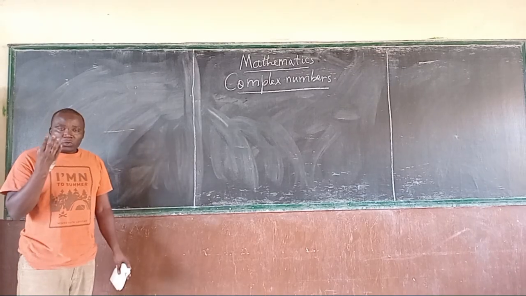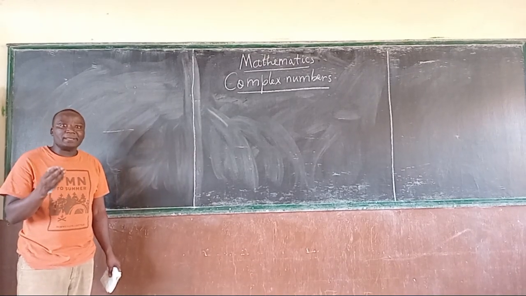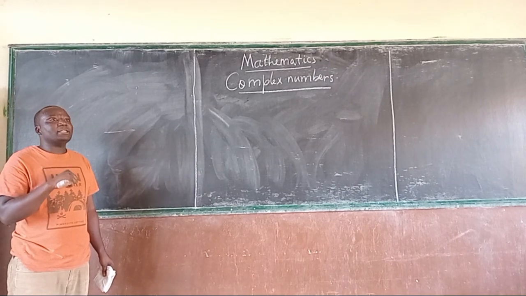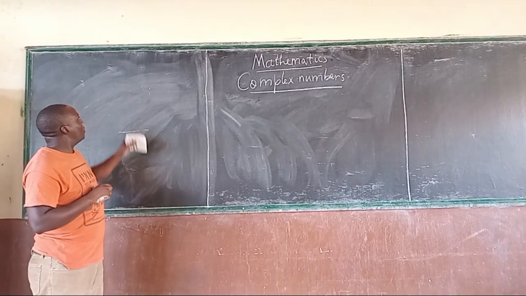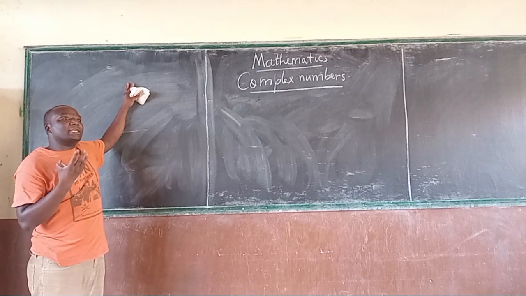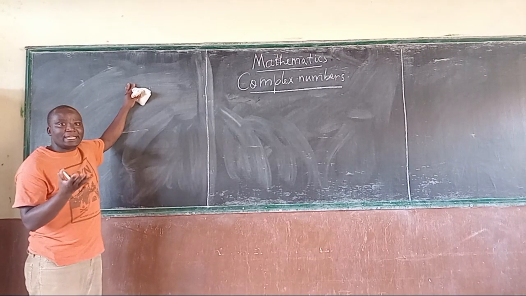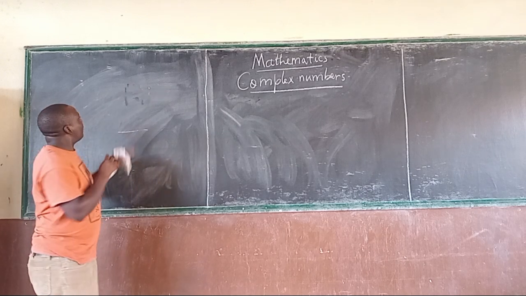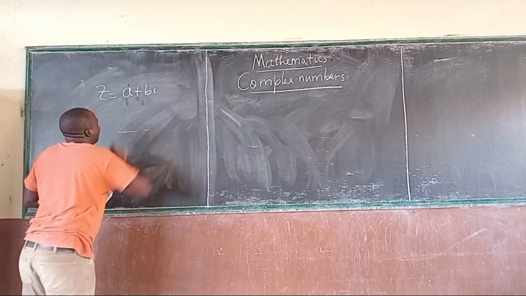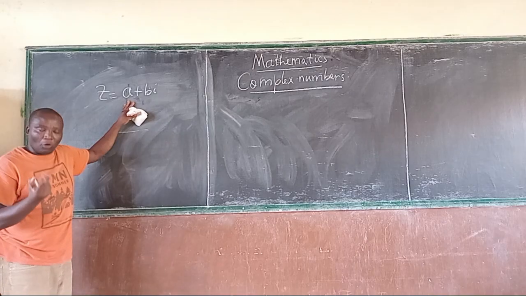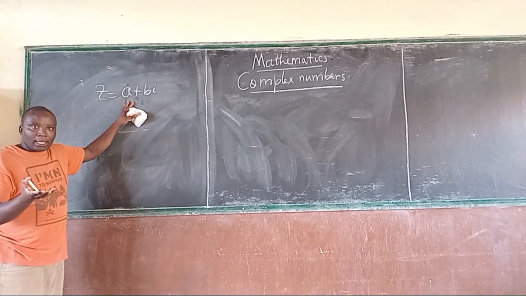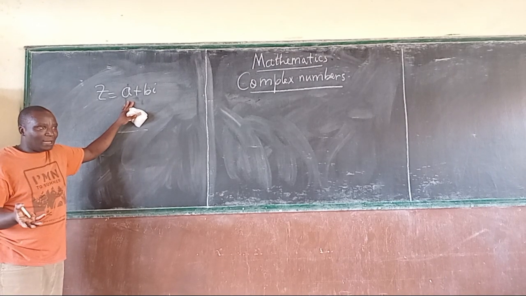Teachers, as you know, a complex number can be represented in 3 forms. The first form to represent a complex number is what we call standard form, or algebraic form, or Cartesian form, or rectangular form. This form is what we call z equal to a positive bi. This is what we call standard form, or algebraic form, or Cartesian form, or rectangular form.